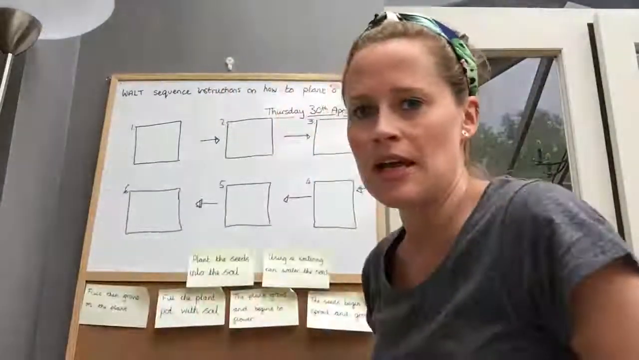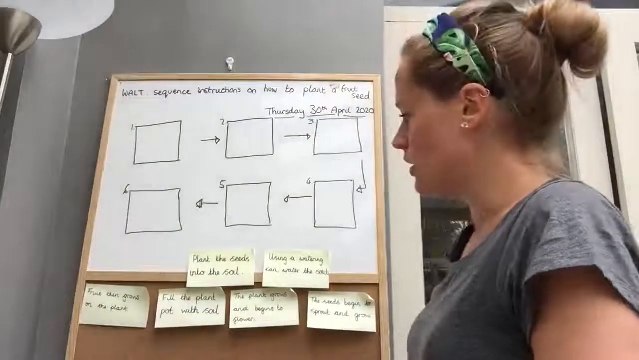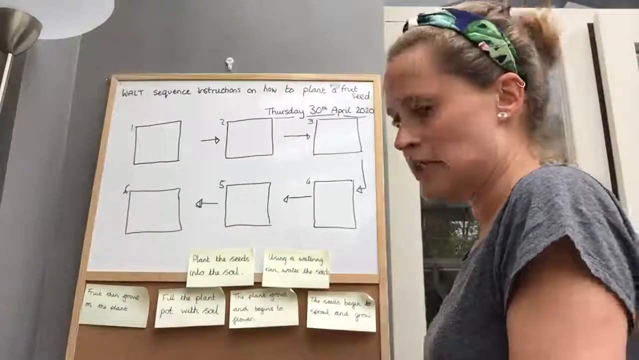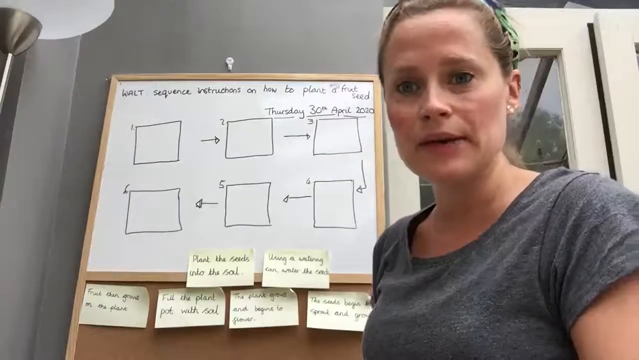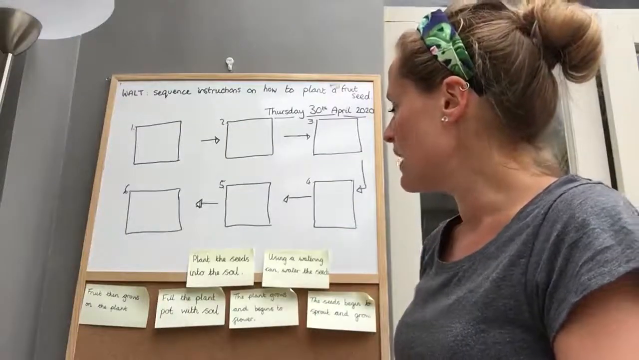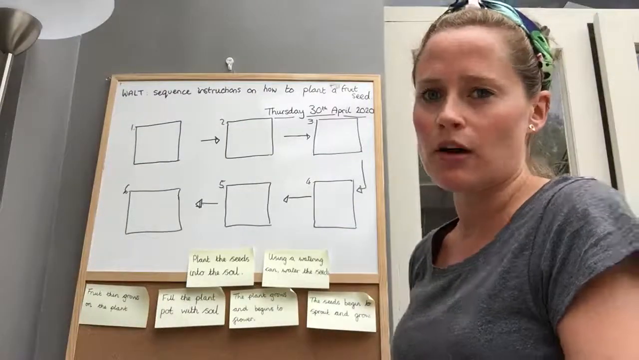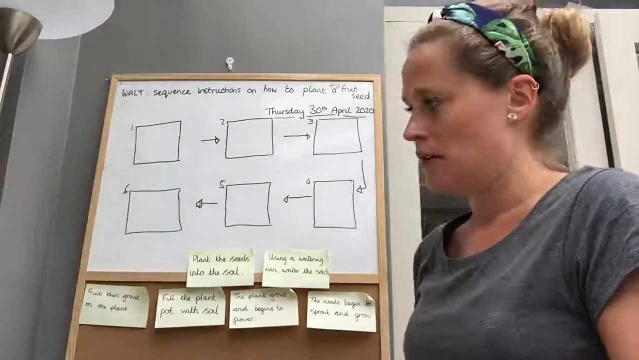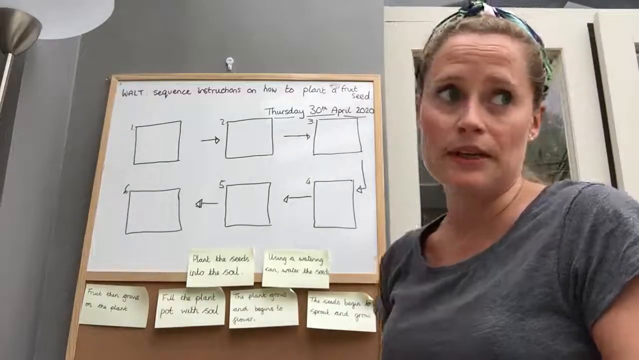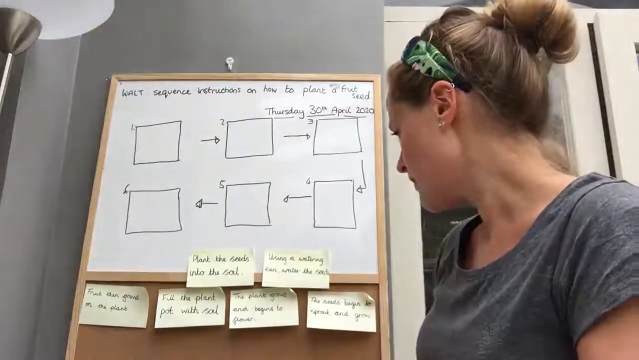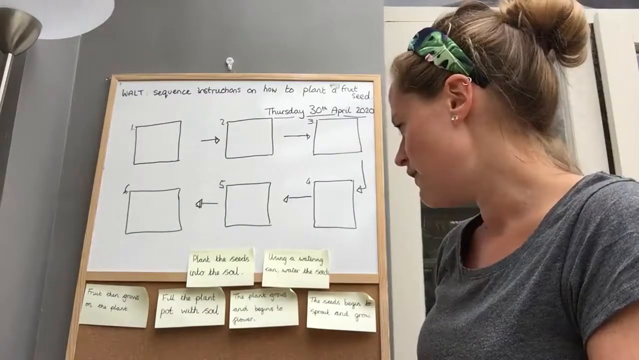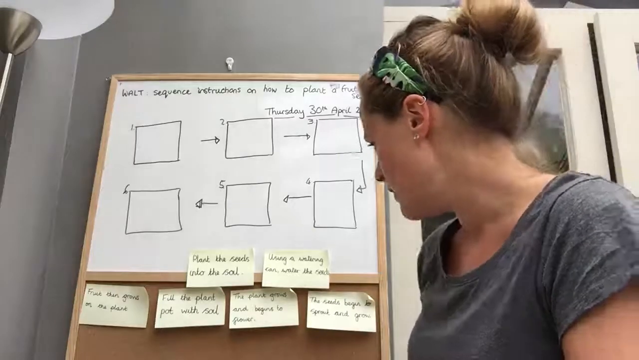So our challenge today, Badgers and Hedgehogs, is to read all of these sentences and work out what order they go in. This is called sequencing. So we need to think about the very first step of planting a seed. Some of your work maybe this week in topic for looking at plants might help you with this. What's the first thing that we should be doing?